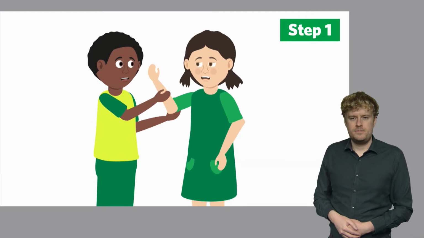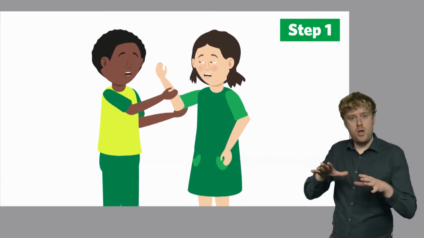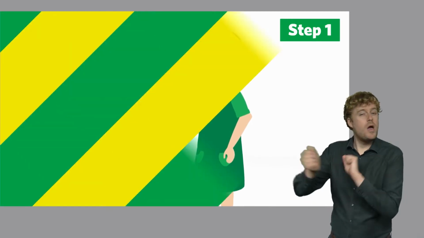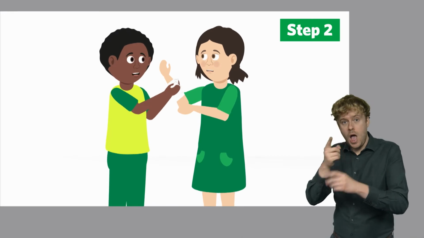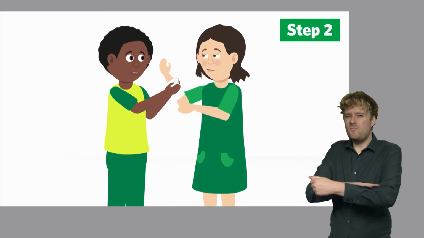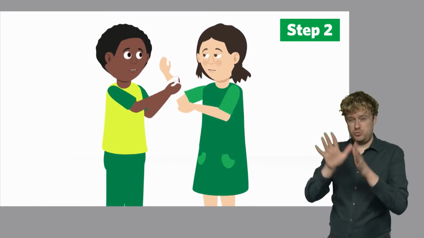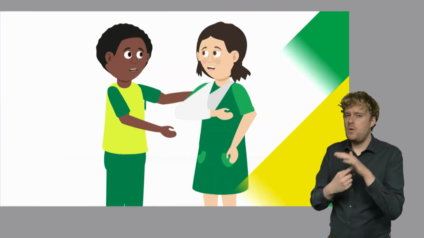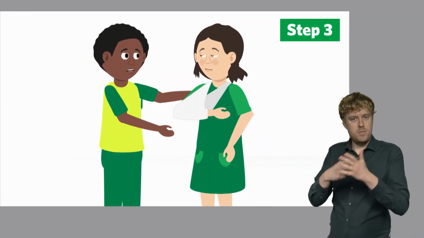Help the casualty by supporting the injured area, making sure the injury is kept still so that it doesn't become worse. Protect the injury with padding and try to move as little as possible. The injury will be very painful, and if the bone is broken, it could be unstable, so make sure the casualty keeps still. Use a sling or bandage to support the injury if the casualty allows you to do so.